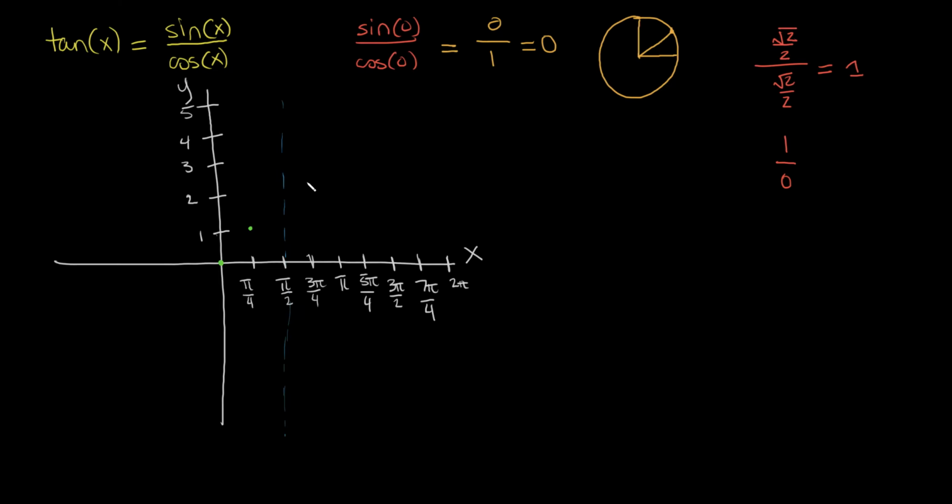But we can't actually graph it there. What is it, though? Well, to do that, we could think about what is tangent just before pi over 2, or just after pi over 2.